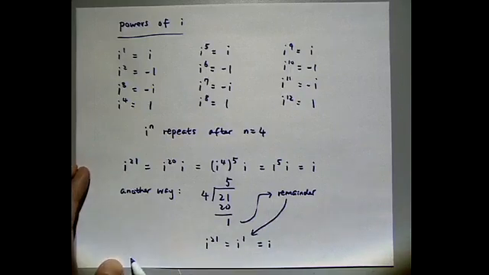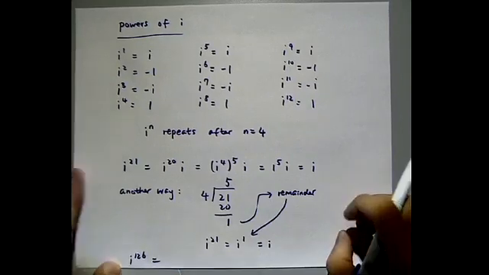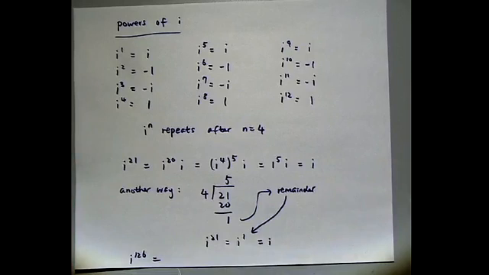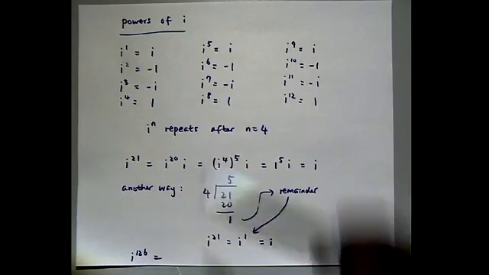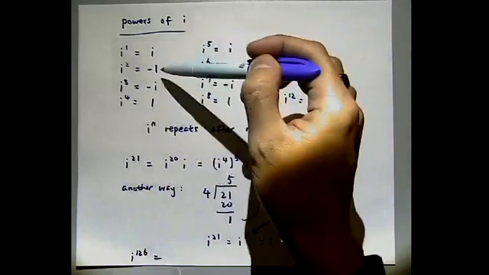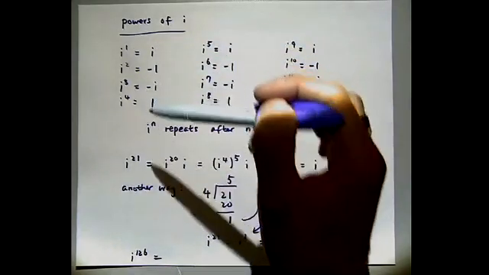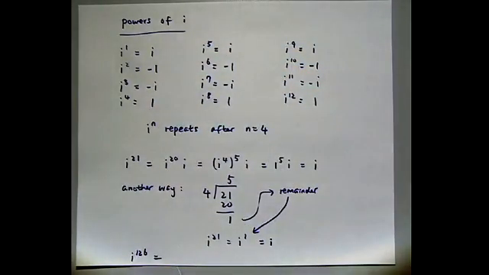All right, so now you try this. Tell me what i to the 126 is. 1, 2, 3, 4, 5, 6, 7, 8, 9, 10. That would take a while. Let's do a smarter way. Tell me what i to the 126 is.